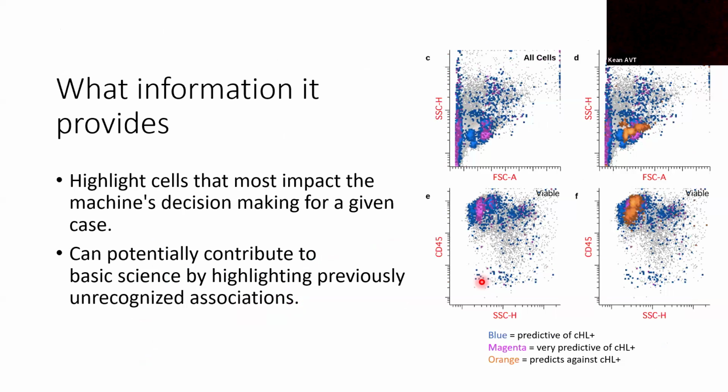Okay, so I basically mentioned this. So another interesting point also is that this is an unbiased approach to looking at the data. So basically, it might find populations that we were overlooking as pathologists that might actually be predictive of whether classic Hodgkin lymphoma is present or not. So that's pretty exciting from a basic science point of view.